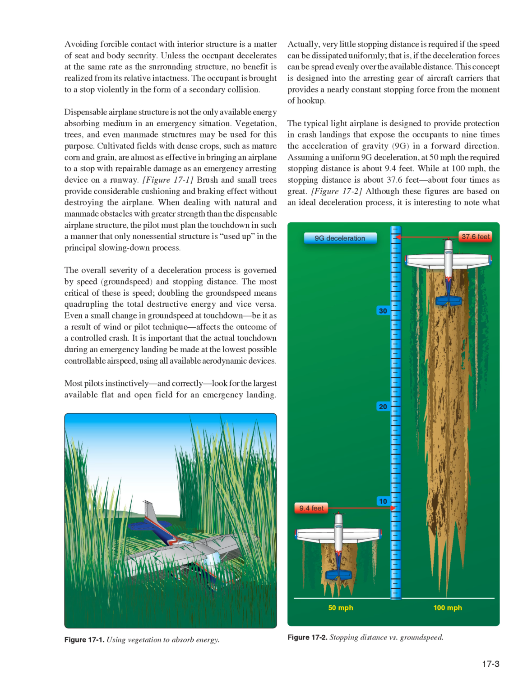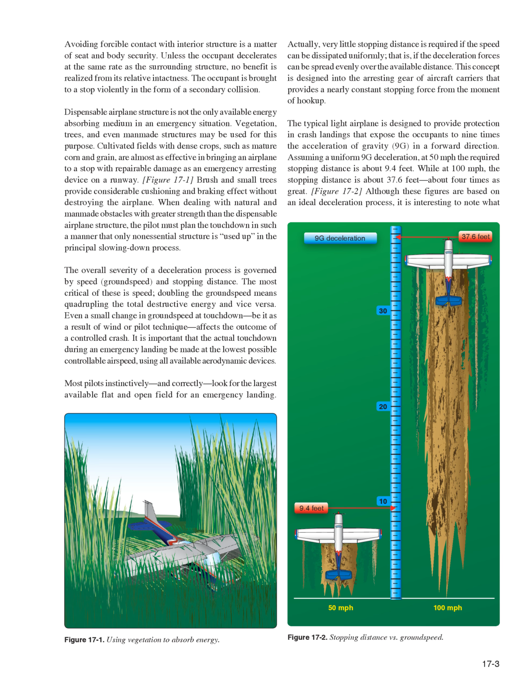Actually, very little stopping distance is required if the speed can be dissipated uniformly, that is, if the deceleration forces can be spread evenly over the available distance. This concept is designed into the arresting gear of aircraft carriers, which provides a nearly constant stopping force from the moment of hookup. The typical light airplane is designed to provide protection in crash landings that expose the occupants to 9 times the acceleration of gravity, 9g, in a forward direction.